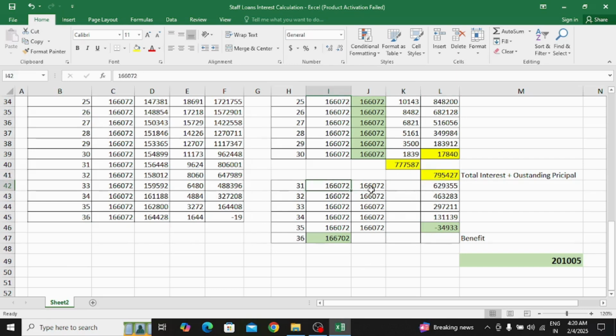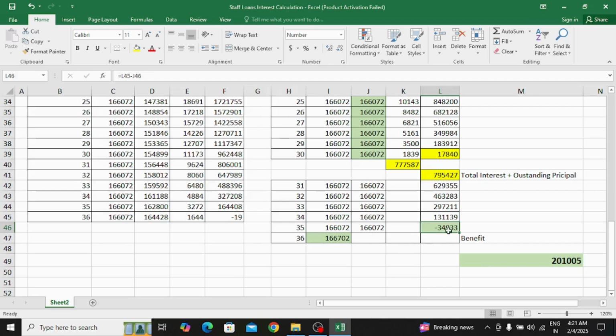So the first month he has paid as per the schedule, 1,66,000. Now the outstanding becomes 6,29. Next month it is 4,63. Then because we are not calculating any interest, whatever EMI we are paying, we are adjusting. So if you come to the 35th month, your outstanding is only 1,31,000, but he has paid 1,66,000. So 34,000 extra he has paid. That amount will be refunded to the bank staff, 34,000.